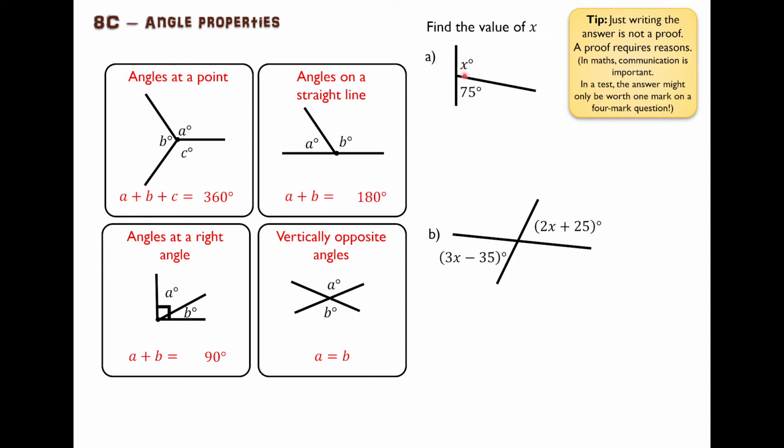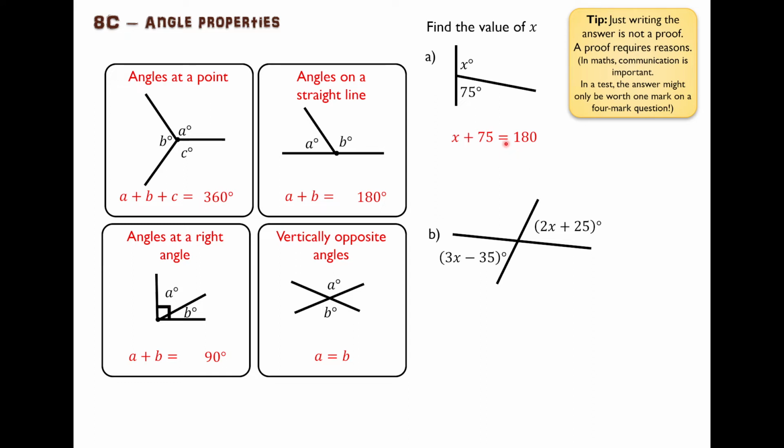So find the value of x. I've got x and 75. Which of these 4 situations do I have here? I've got angles on a straight line. So when I add them together, x plus 75 equals 180. Always, if you're doing a proof, for these geometry proofs, you're going to write an equation that is true and a reason that it is true.